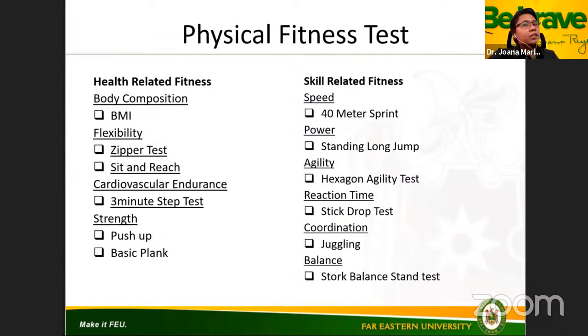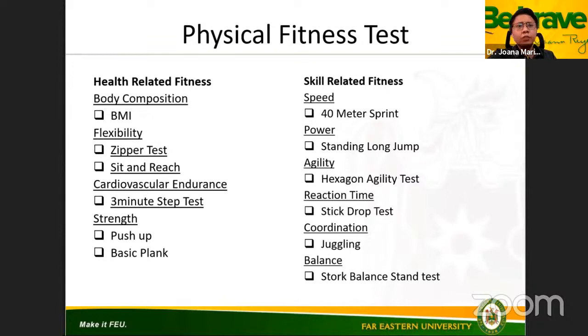However, in key stage 4, senior high school, the focus lang nila in terms of physical fitness testing ay dito lang sa health-related fitness. Okay? So, the skill-related fitness is for key stage 2 and key stage 3, together with the health-related. Pero ang senior high school, health-related na lang ang minemeasure pagdating nila doon sa taas.